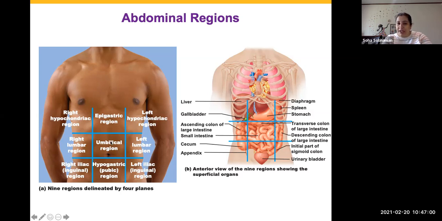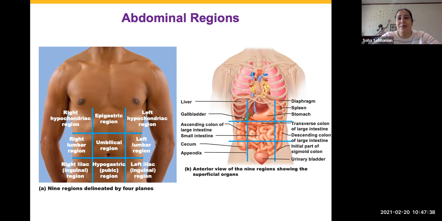The middle section is where your umbilical cord was connected when you were a baby in your mommy's belly, so we call that the umbilical region. Really simple. Then hypogastric means basically below the stomach. If this is your stomach, this is below it. It's also referred to as the pubic region because it represents the reproductive organs in that region. You can use both names, but you need to know both to be comfortable answering the questions.